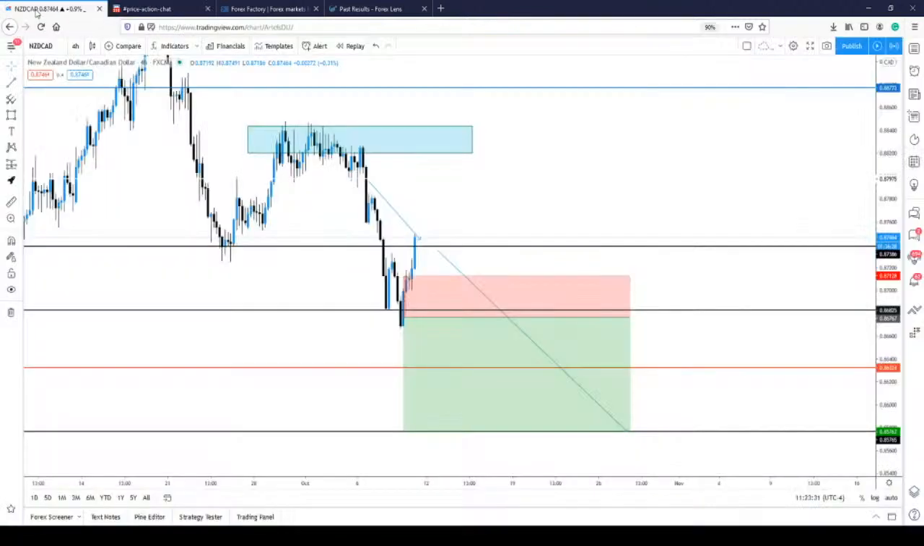NZD Yen. I don't even have to look at the chart to tell you it's going to be a bullish setup, right? The reason why is because we already know where NZD dollar is going. Once you know where NZD dollar is going, you know where everything else is going.